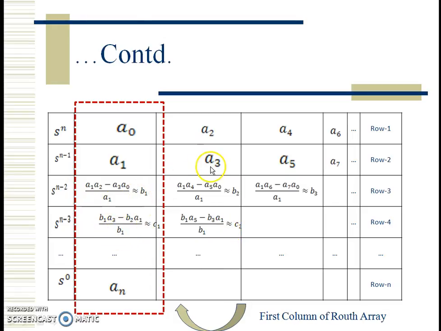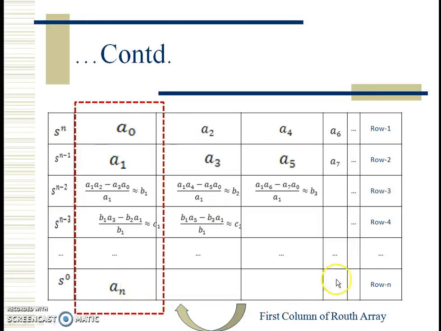Again it is B1 into A3 minus B2 into A1 divided by B1. Then we calculate C2, which is B1 into A5 minus B3 into A1 divided by B1. It continues until we reach the lowest power of s, which is s to the power 0, and the coefficient of s to the power 0 has to be written.